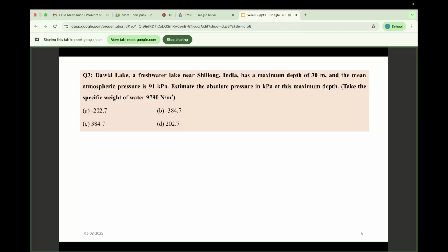The specific weight of water is given, right? So you have to find out this absolute pressure. Before solving this question, I am explaining a concept, that is absolute pressure and atmospheric pressure. What is the difference between atmospheric pressure, absolute pressure and gauge pressure? See, if this line represents the atmospheric pressure, that means the pressure at the normal condition. What is the pressure in a normal environmental condition? That is referred to as atmospheric pressure.